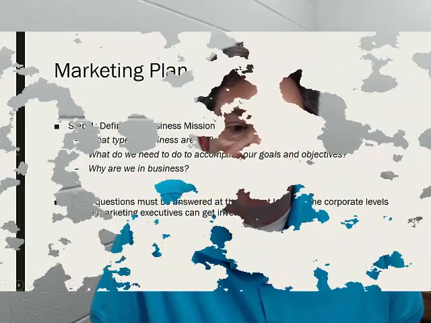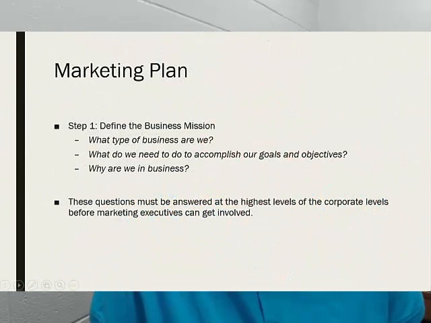When we develop a marketing plan, we have a 5-step operation. Step 1, we define the business mission. What type of business are we? What do we need to do to accomplish our goals and objectives? Why are we in business? These questions must be answered at the highest levels of the corporate organization before marketing executives can get involved.